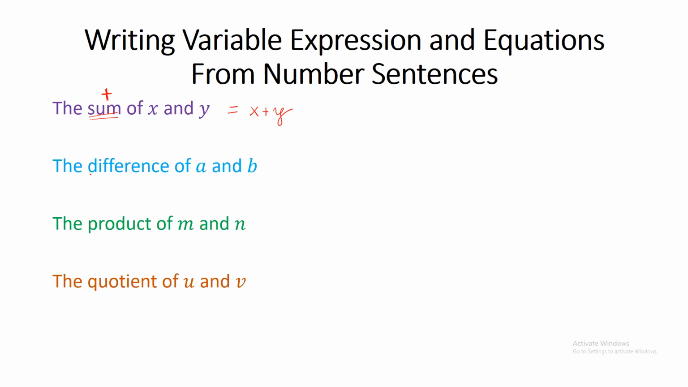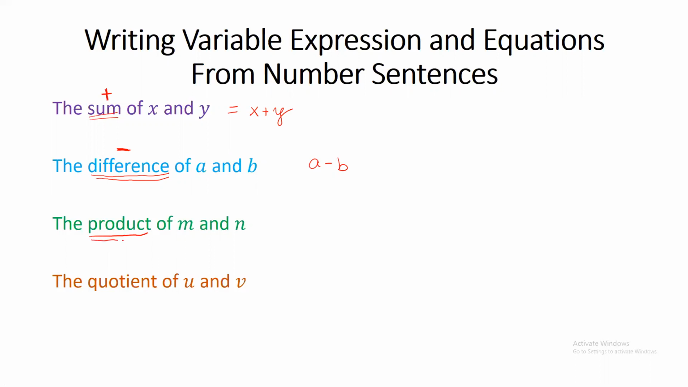Difference. Now, when we use the word difference, a difference is the result of subtraction. And the order matters, of course, in subtraction. So when we say the difference of a and b, the correct way to write that is a minus b, because a comes first, and so it should come first in our subtraction problem.